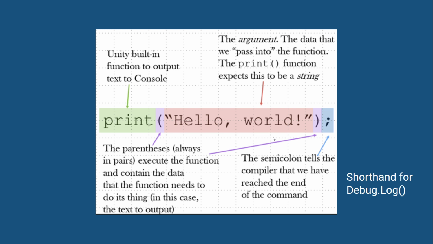Now, one thing worth mentioning. Print in Unity is actually a shorthand for Debug.Log. It's really meant for debug logging, or logging information about the game state internally. It's not meant to be used to print to the screen or anything like that. It is really just a shorthand for a debug logging statement. Okay.